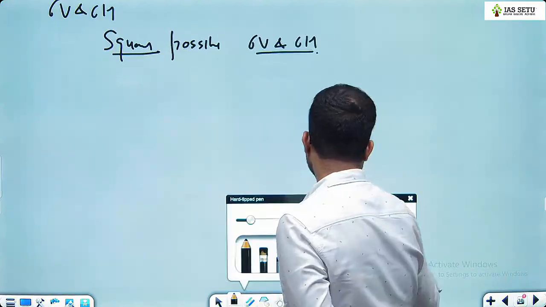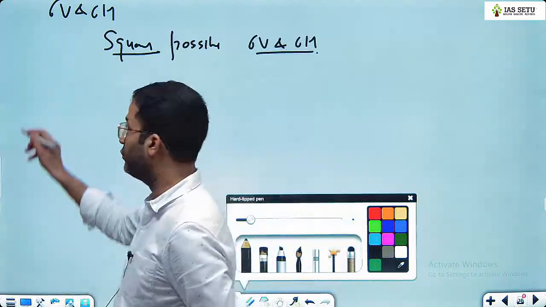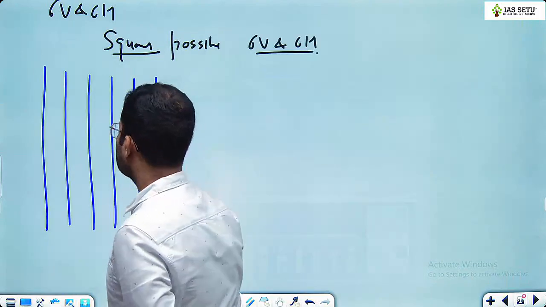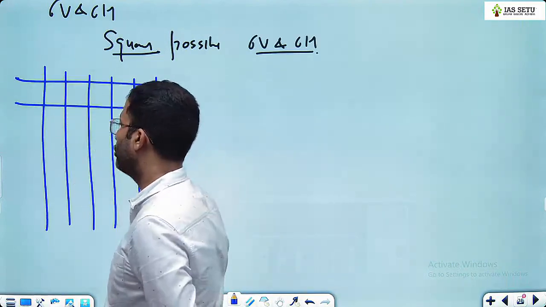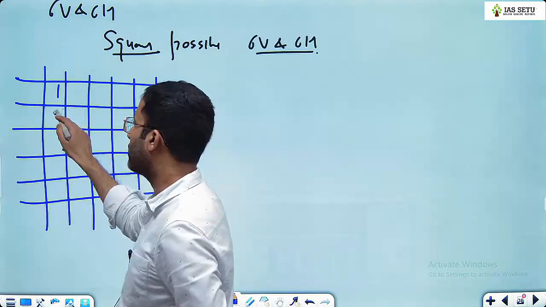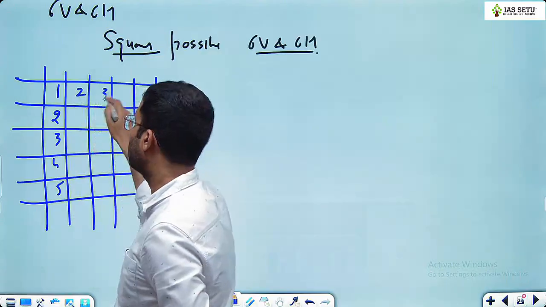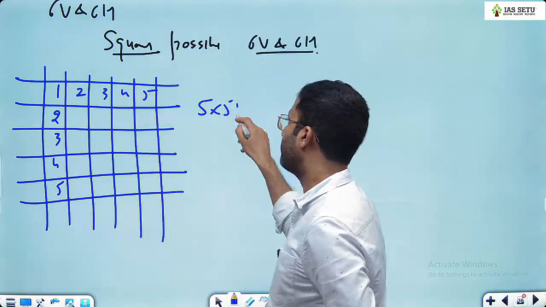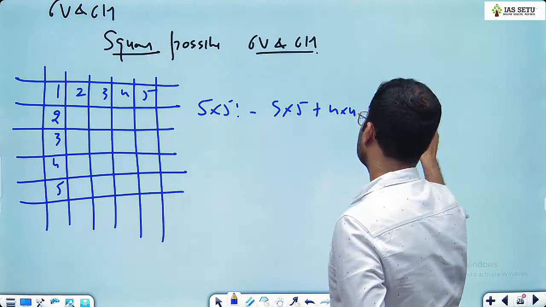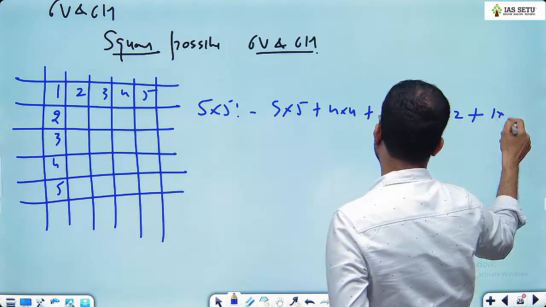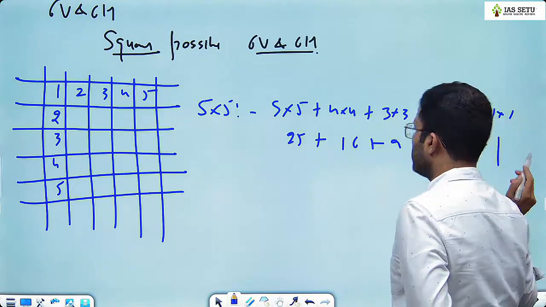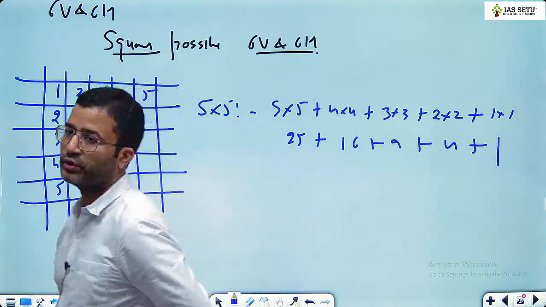One thing is, these are 6 lines, so the figure will be 5 by 5. You can check 1, 2, 3, 4, 5, 6. 6 horizontal lines 1, 2, 3, 4, 5, 6. When you check your figure 1, 2, 3, 4, 5, 1, 2, 3, 4, 5, it is 5 by 5. So this is 5 into 5 plus 4 into 4 plus 3 into 3 plus 2 into 2 plus 1 into 1. We get 25 plus 16 plus 9 plus 4 plus 1. You check, there are 55 squares.